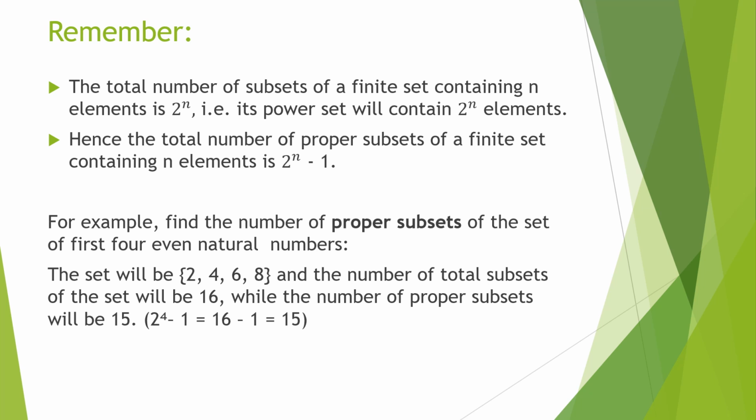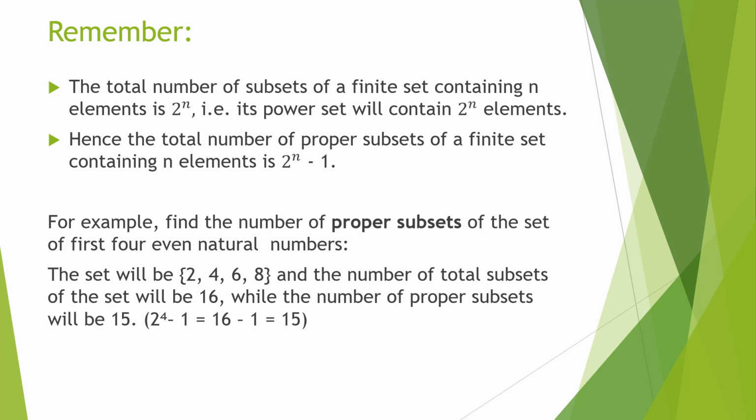What it simply means is that a set will consist of 2 raised to n subsets. Now from that, one subset will be the set itself. So if you want the proper subset, it should not be equal to the set. So the total number of proper subsets will be 2 raised to n minus 1.